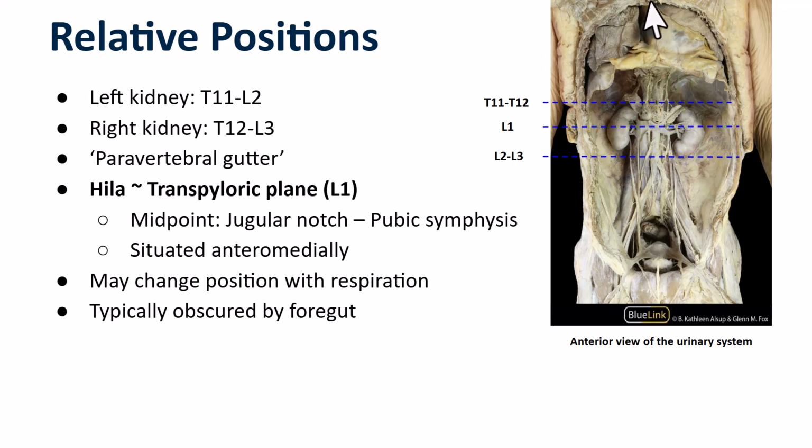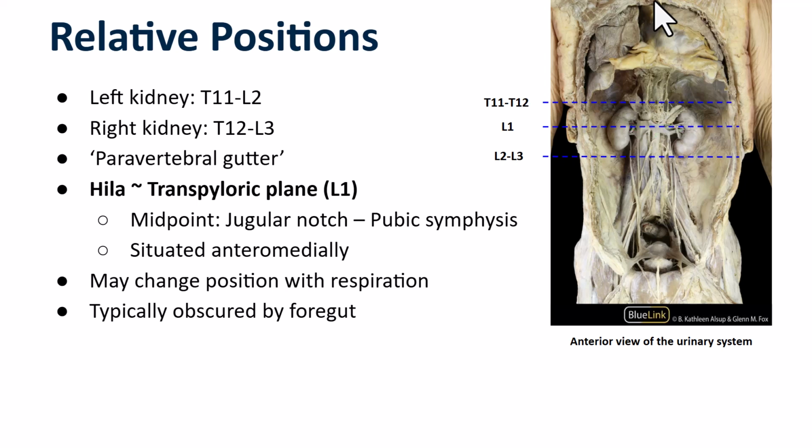And if you were to approximate that, you would go from about the jugular notch down to the pubic symphysis, and you would take about the midpoint. That's approximately the transpyloric plane. So that is where you're going to have your renal veins, your renal arteries, and the renal pelvis.